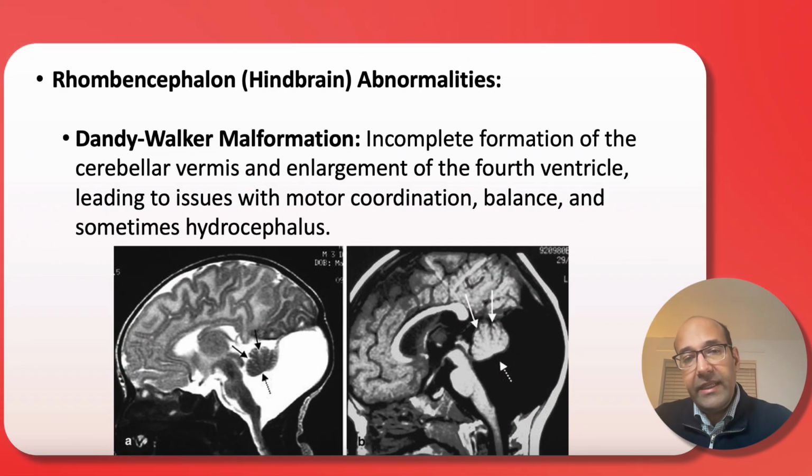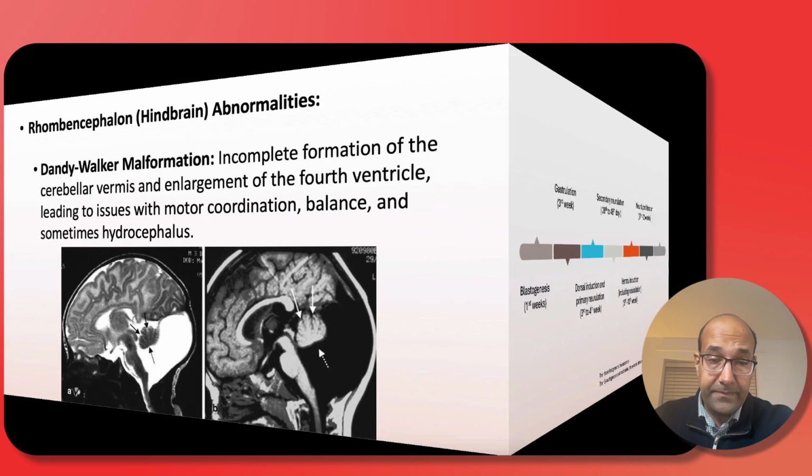What about rhombencephaly, or hindbrain abnormality? We'll have Dandy-Walker malformation, which is vermian agenesis or enlargement of the fourth ventricle, leading to issues with motor coordination, balance, and sometimes hydrocephalus.